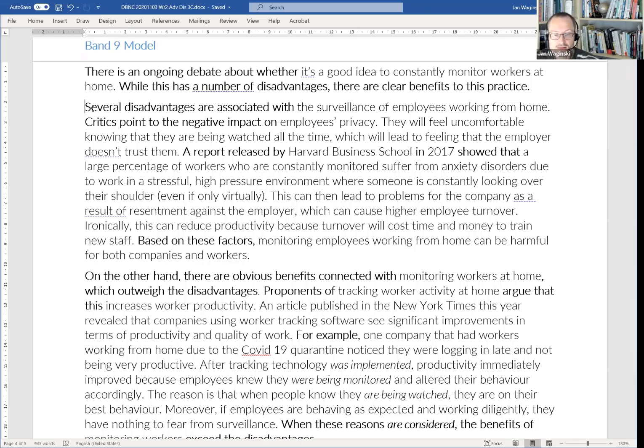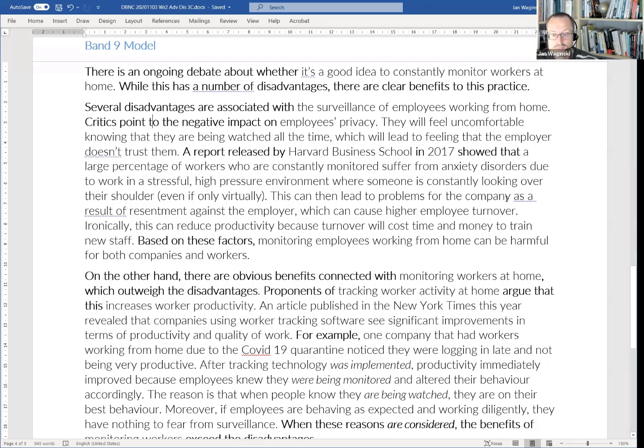Critics point to the negative impact on employees' privacy. Notice it's not "I think"; it's clear that this is not my opinion. Critics point to the negative impact on employees' privacy. They will feel uncomfortable knowing that they're being watched all the time, which will lead to feeling that the employer doesn't trust them. A report released by Harvard Business School in 2017 showed that a large percentage of workers who are constantly monitored suffer from anxiety disorders due to work in a stressful, high-pressure environment where someone is constantly looking over their shoulder, even if only virtually.